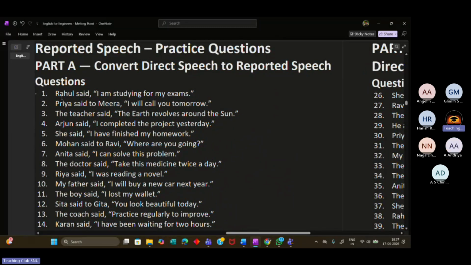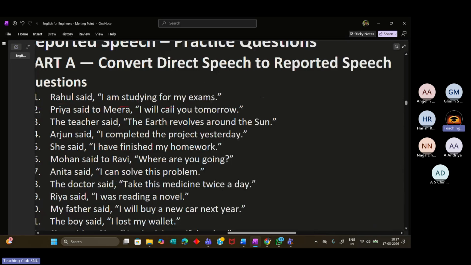Rahul said, "I am studying for my exams." What do we do? Very simple. We remove the quotation marks. It's a statement, he's studying for his exams. So we don't change anything, we just keep it as Rahul.